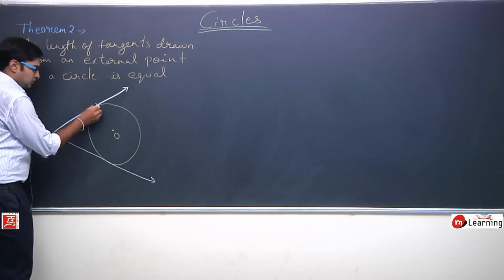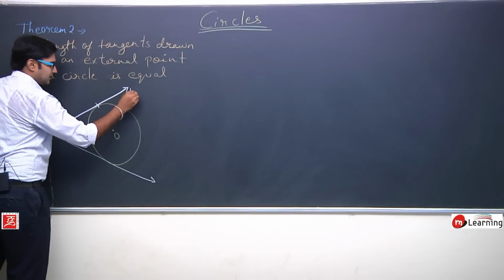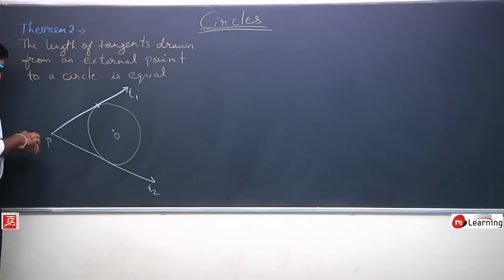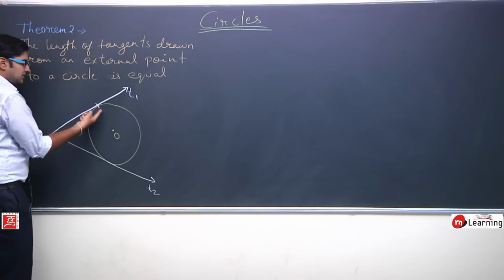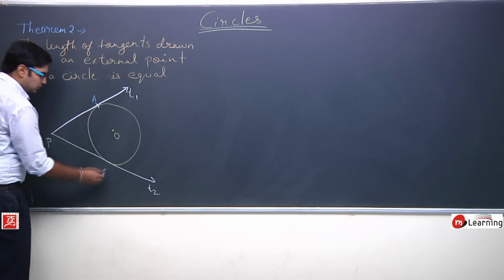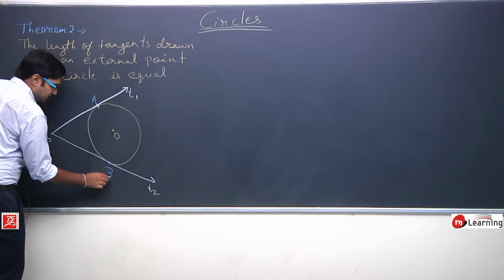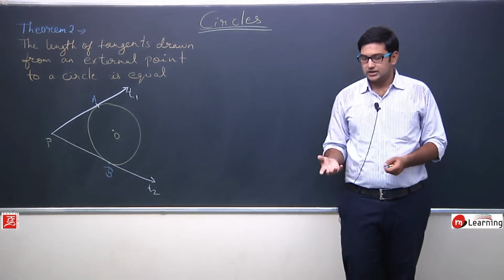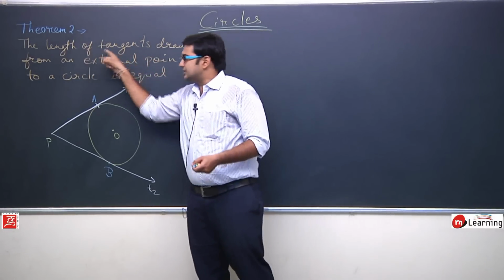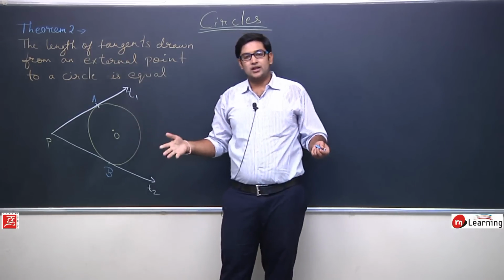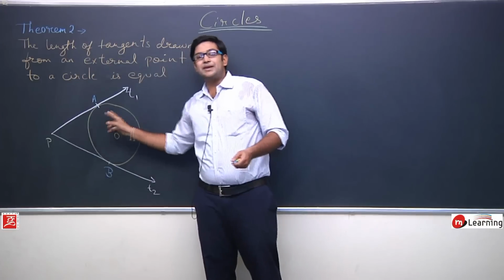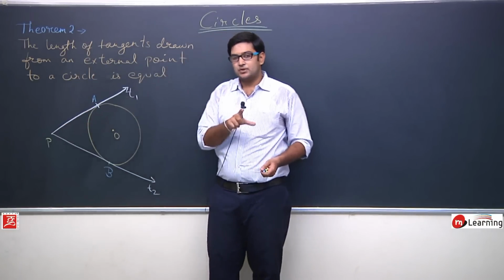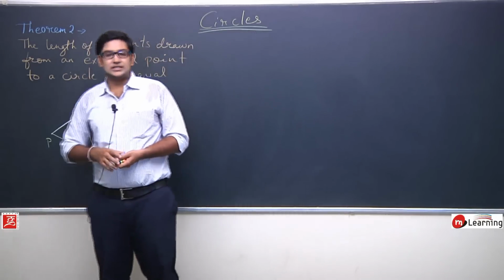Let us say this is the T1 tangent, and this is the T2 tangent. Okay, so the point of contact of this T1 tangent to this circle is let us say A, and the point of contact of this T2 tangent is let us say B. Okay, so these are the 2 tangents that we can draw from this external point, and the theorem says the length of these 2 tangents is equal. It means if I draw these 2 tangents, PA and PB, the length of PA will be equal to the length of PB. Okay, this is what the theorem says.